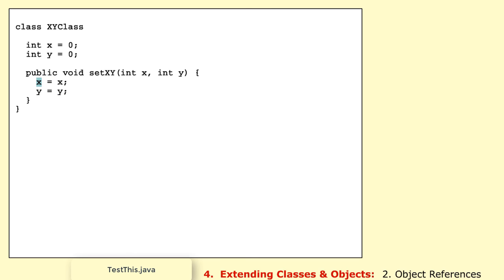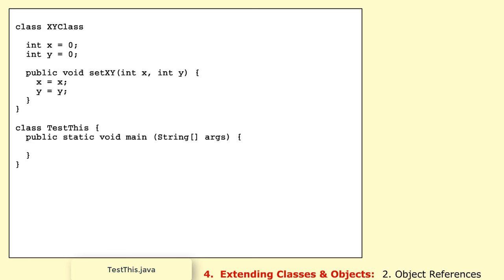We want this x to be the instance variable that's being set, and this x to be the local parameter setting the new value. The same for the y's. But the local x and y are in effect hiding the instance variables in our class because they have the same name. This is like setting the x parameter to itself, which is not what we want to do.